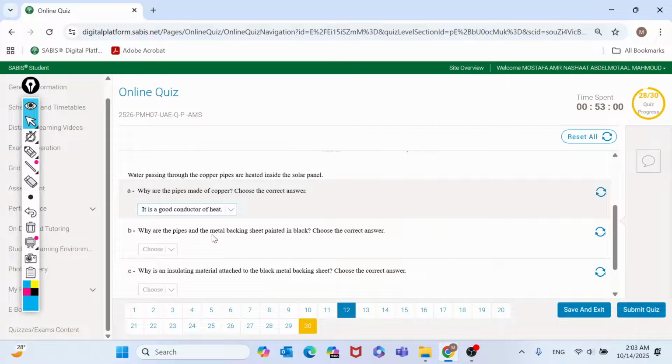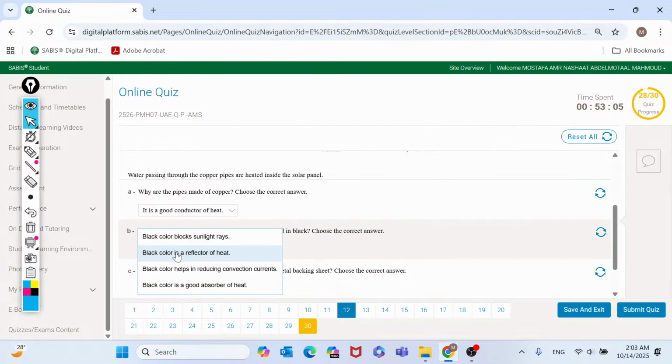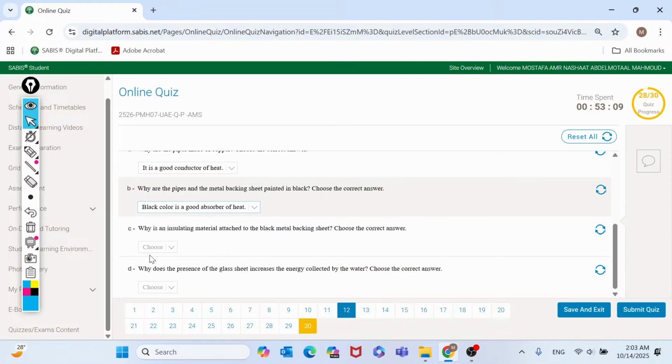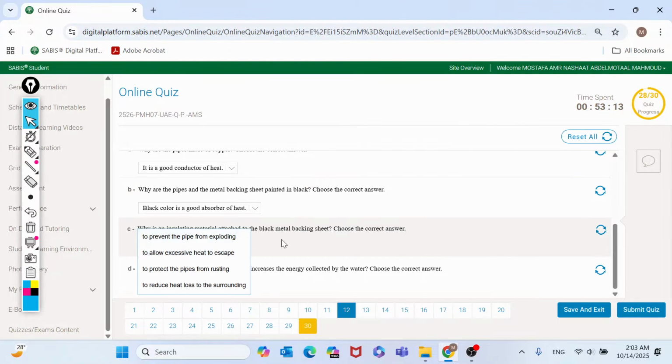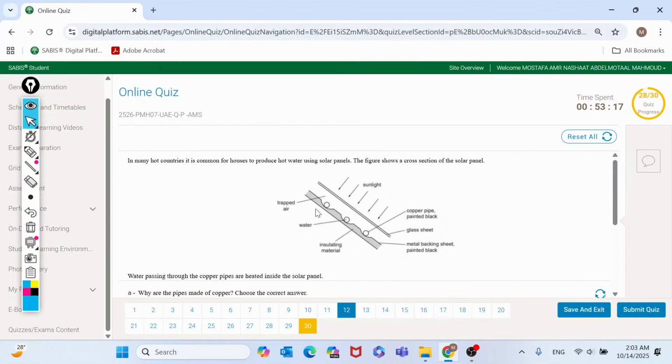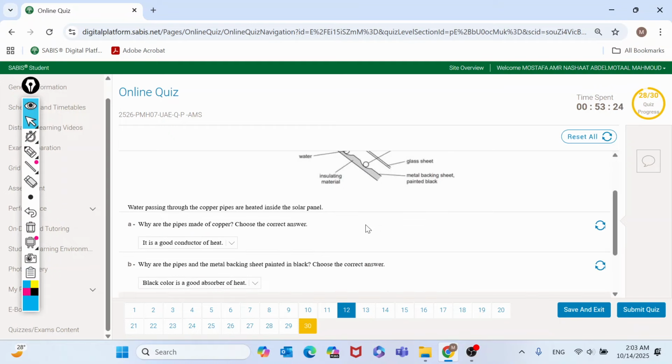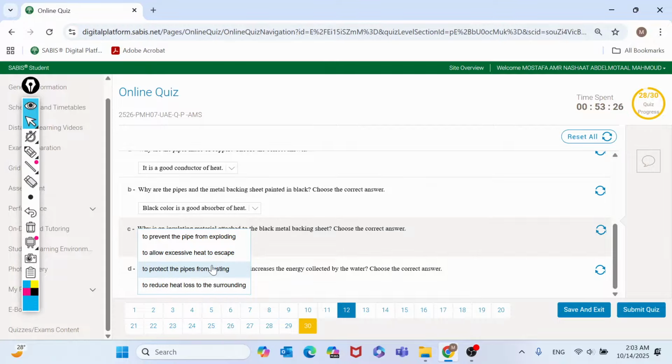Why are the pipes in the metal backing sheet painted black? Because black is a good absorber of light. Black color absorbs light. White color and shiny stuff reflect it. Why is an insulating material attached to the back metal backing sheet, so the heat doesn't go into the house? Let's say you have this solar panel on your roof, you don't want your house also to be hot.